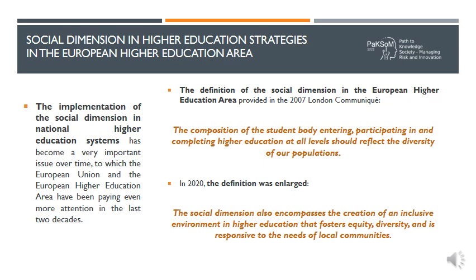The definition of the social dimension in the European higher education area provided in 2007 by the Treaty of London is: the composition of the student body entering, participating in, and completing higher education at all levels should reflect the diversity of our populations. In 2020, the definition was enlarged, and the social dimension also encompasses the creation of an inclusive environment in higher education that fosters equity, diversity, and is responsive to the needs of local communities.